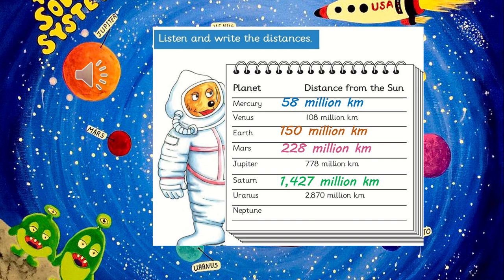Listen. Listening 4.4. Mercury. It is only about 58 million kilometers from the Sun. Okay, now. The planet furthest from the Sun is Neptune. It is about 4,497 million kilometers from the Sun.